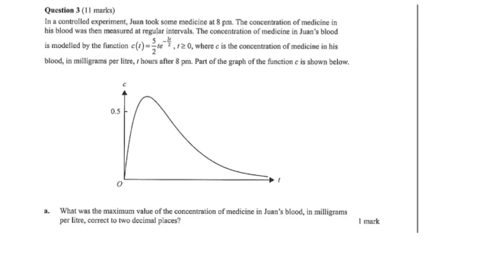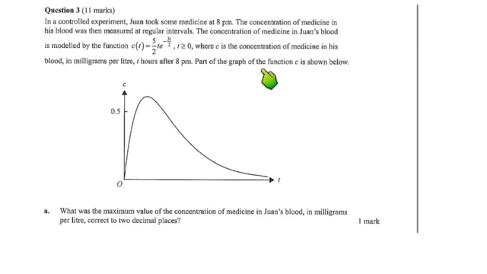Alright, question 3. In a controlled experiment, Jan took some medicine at 8 p.m. The concentration of the medicine in his blood was then measured at regular intervals. The concentration of medicine in Juan's blood is modelled by the function given. A very interesting little function. We've got some t trying to make it go up, and some e to the minus 3t on 2 trying to make it come down. And so it does a bit of both, and it has a hump in the middle. t is greater than or equal to 0, of course, because t would be time. C is concentration of medicine in his blood, in milligrams per litre, t hours after 8 p.m.